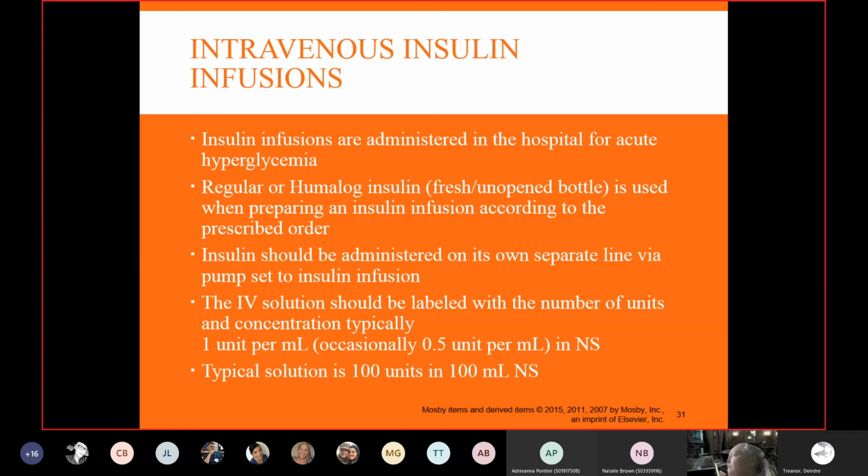Insulin should always be given on its own separate line via a pump. You need to make sure that that IV is labeled with the concentration on it. So 100 units per 100 ml, so 1:1, or half a unit per ml, so that everybody knows what is in that bag.